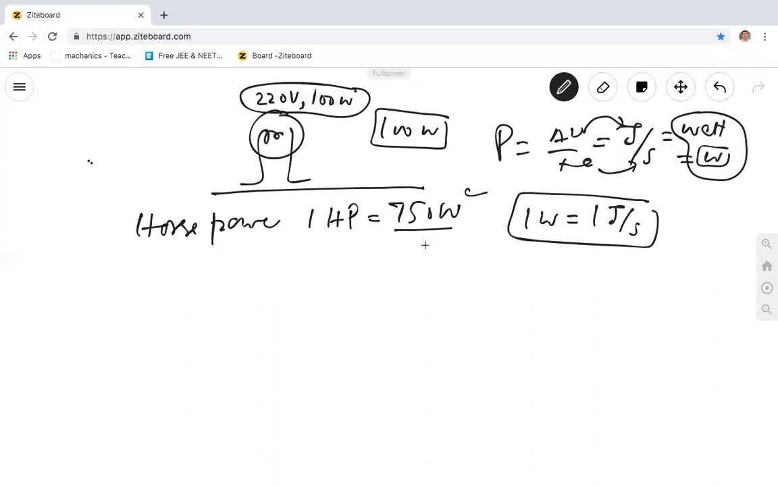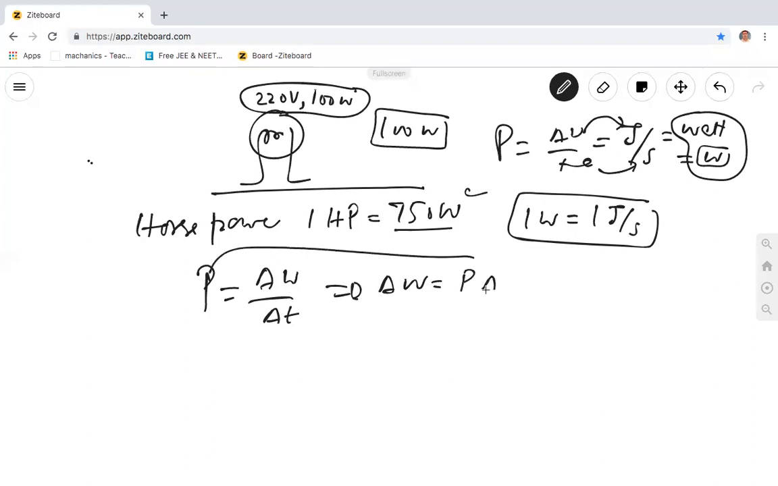Okay. Suppose power is work done by time, can you tell me what is work done? Power into time. Yes. So if you are given power and you are given also the time, then you multiply the two, get the work done. There is also one more formula for work done. If you multiply power and time, you get work. Okay, that's right.